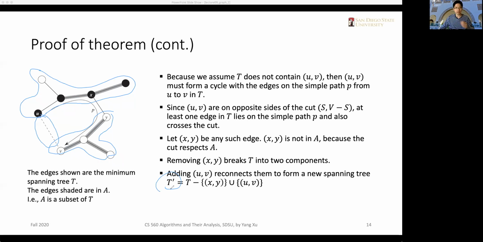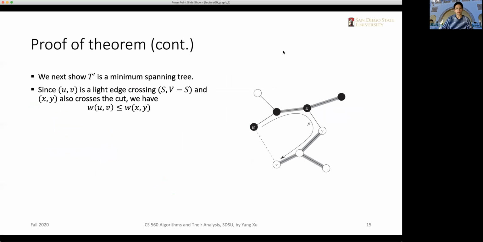Okay, so now all we need to do is to show that T prime is also a minimum spanning tree, right? So basically, we want to show that the total weight, the summation of weights in T prime, is the same as that of the old minimum spanning tree T. Okay, so at this current step, we only know that T prime is a spanning tree, but we are yet to know whether it is a minimum spanning tree or not. So next we want to show that T prime is indeed a minimum spanning tree.